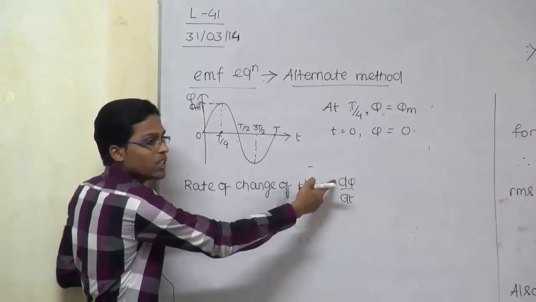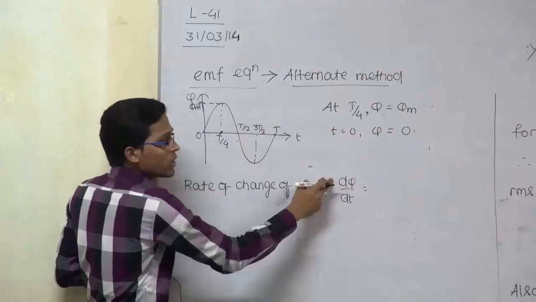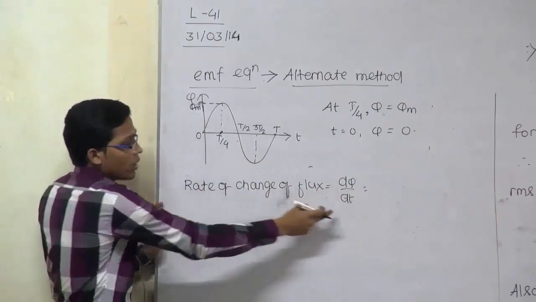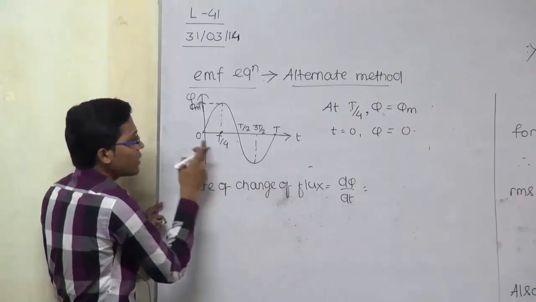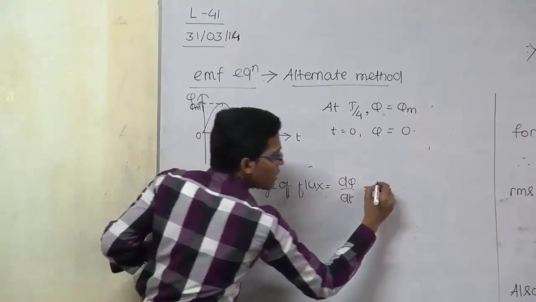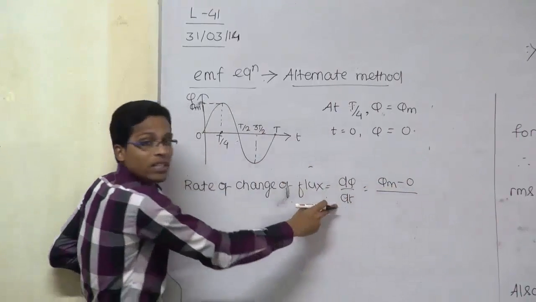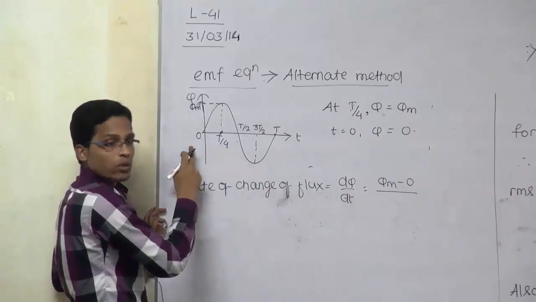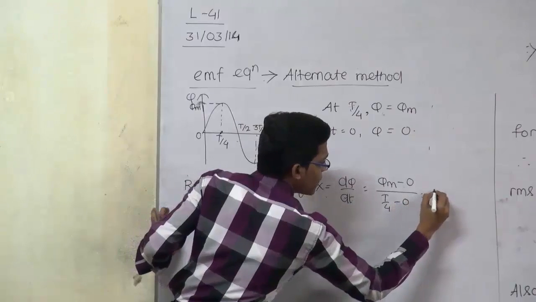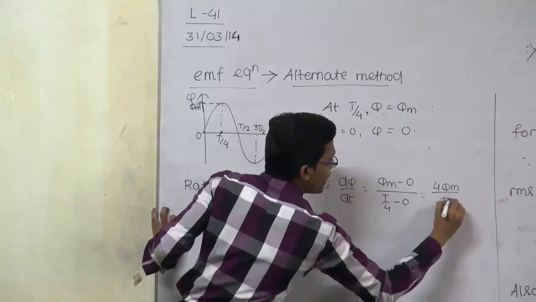d phi means change in flux, dt means change in time. So what was the flux change? It changed from 0 to phi m. dt, what is the time change? 0 to T by 4. So what is the d phi? What is the change in flux? That is phi m minus 0. dt, what is the change in time? T by 4 minus 0. So how much will you get? That is 4 phi m divided by T.